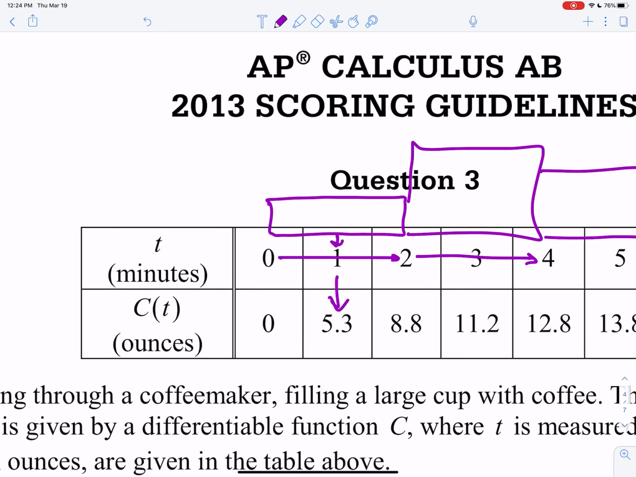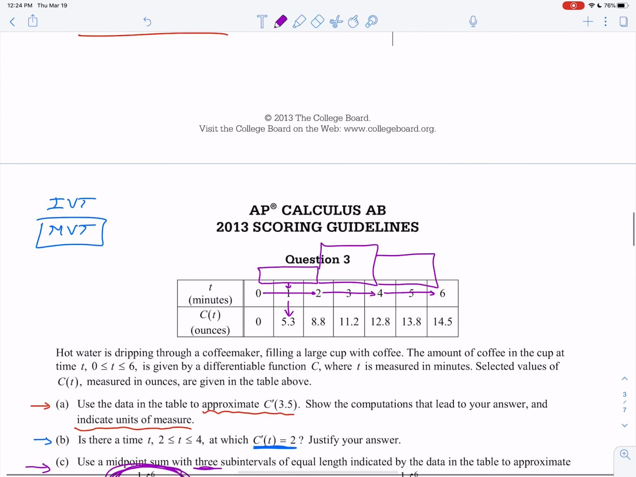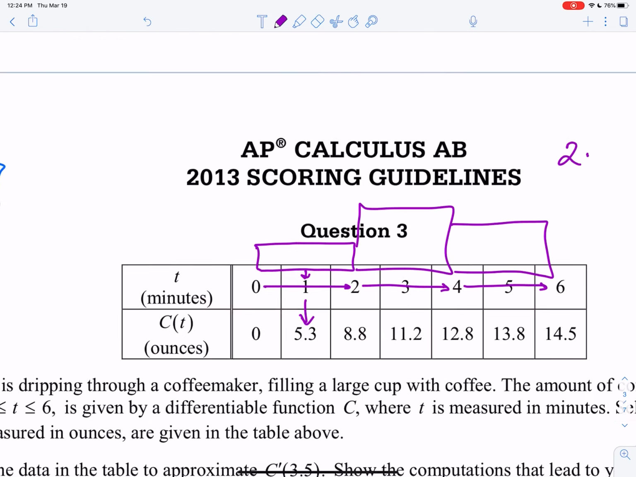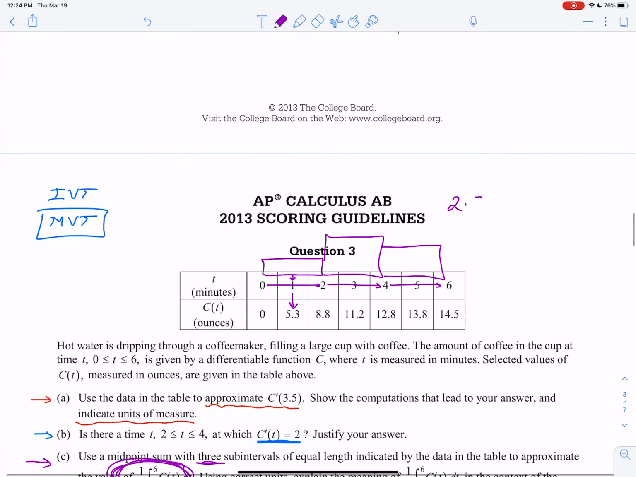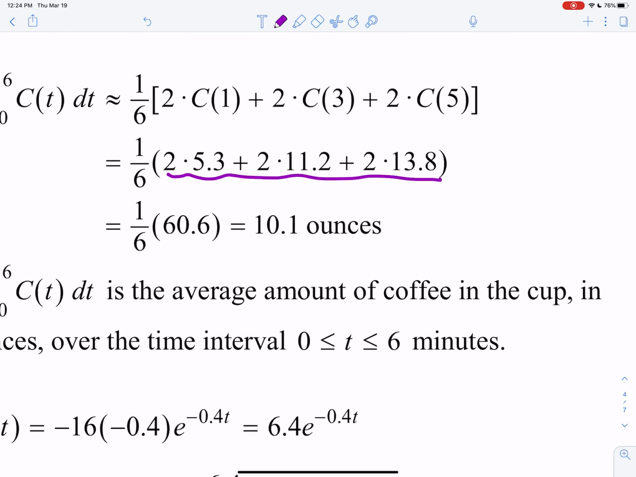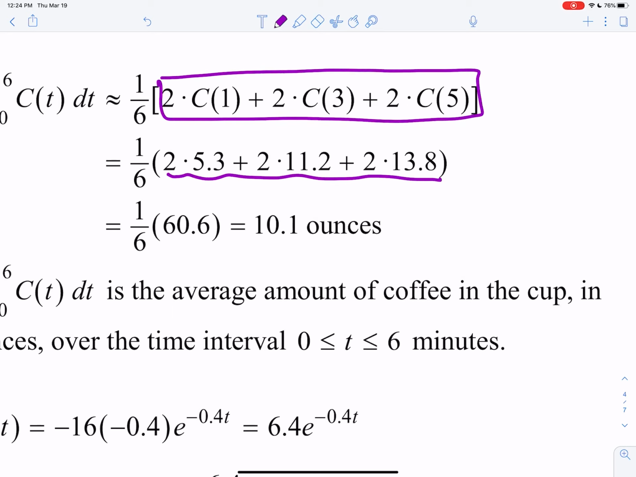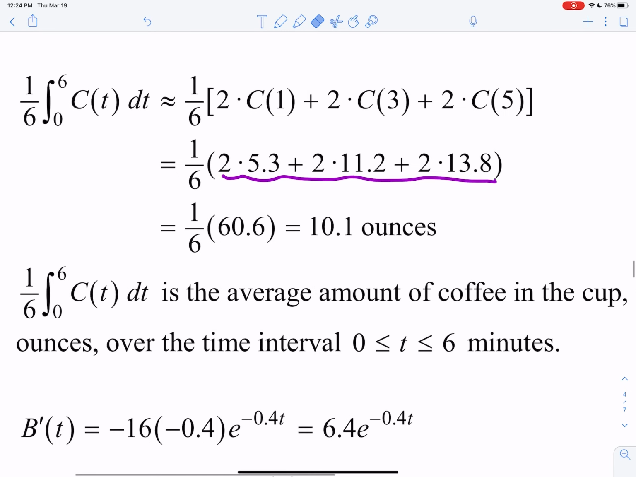If you notice, from 0 to 2, from 2 to 4, from 4 to 6, that is a horizontal distance of 2. So that's going to be 2 times the first rectangle. The height is going to be determined by that midpoint, 5.3, plus the next rectangle is going to be 2 times 11.2, and so forth. 2 times 13.8. Okay? So they wrote it here. They wrote 2 times C of 1, C of 3, and C of 5. You guys are more than welcome to do that, but it's really not necessary here, okay? Don't forget that 1/6. That would be the first thing that I would do here.